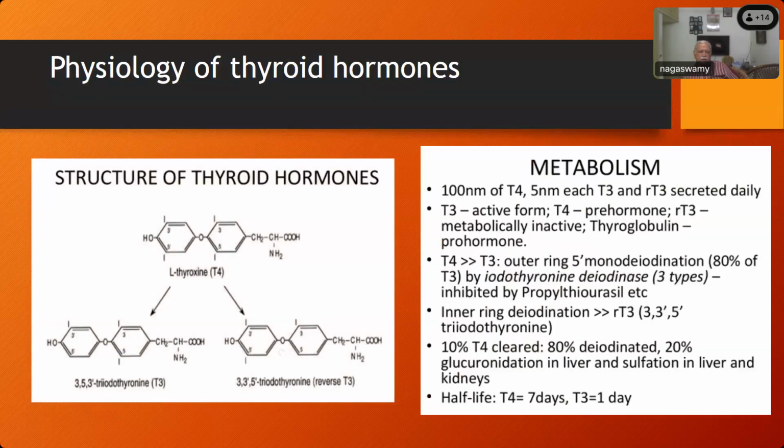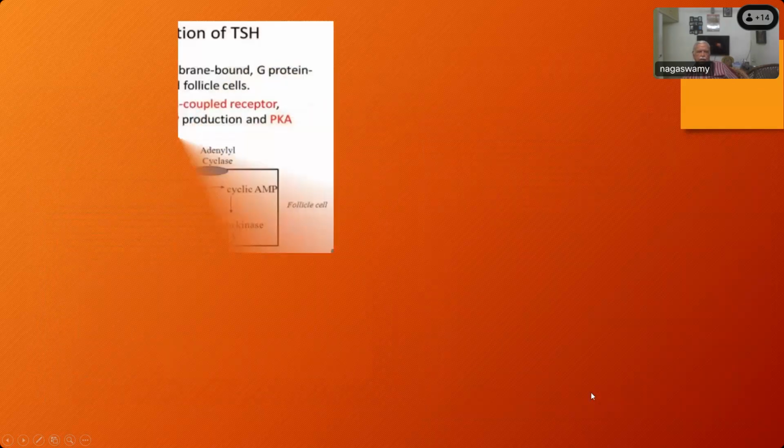And this is the structure. You have to remember this is the two benzene rings which are attached with an oxygen. And at the 3 and 5 level, you have to identify which is the structure of levothyroxine or T4. And if the iodine at the fifth position is removed from the outer ring, then it is called the active T3. Whereas if it is removed from the inner ring, then it is called the reverse T3, which is inactive. So this picture we have to remember.